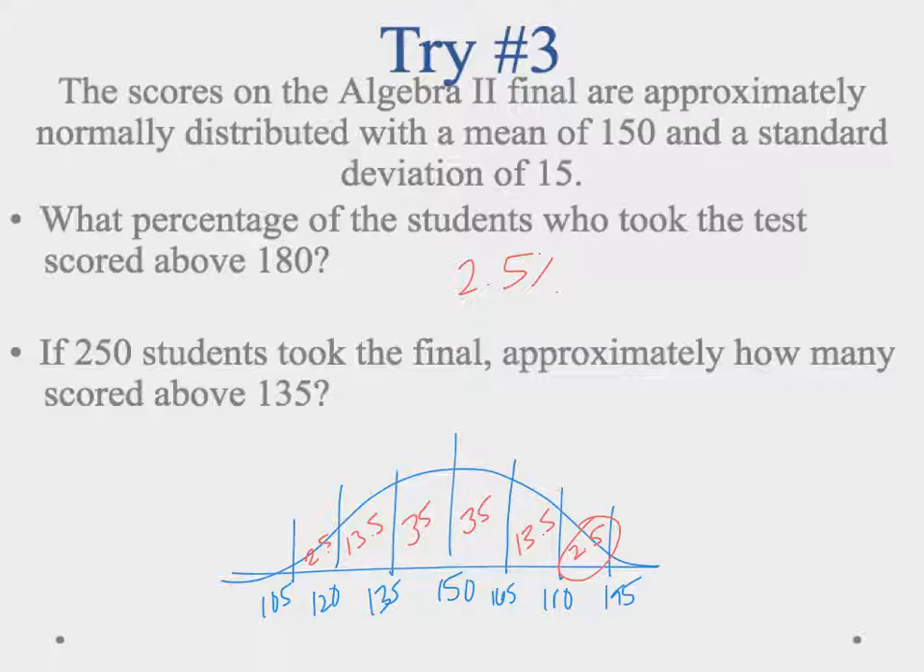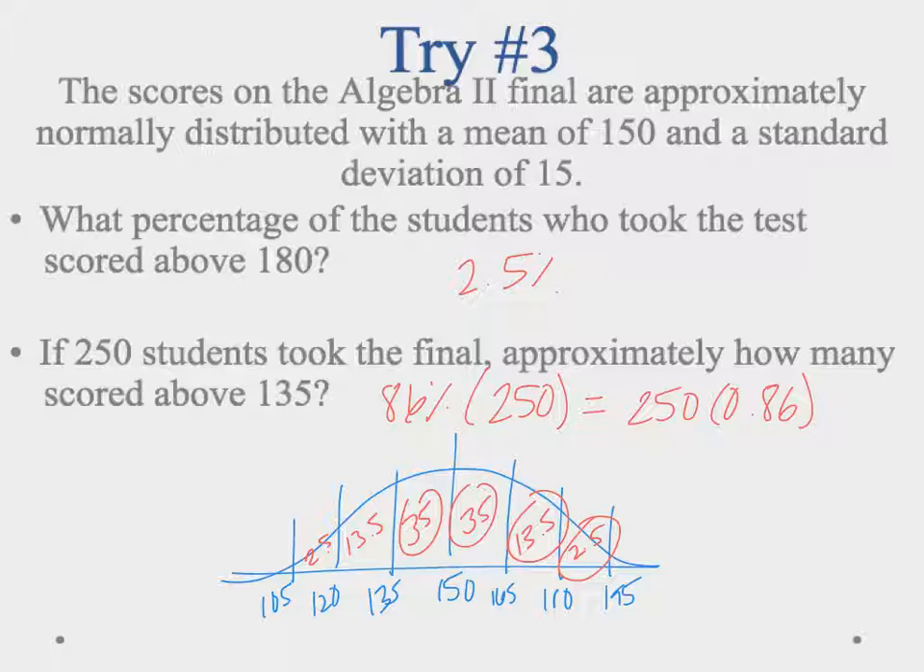And then it says, if 250 students took the final exam, approximately how many scored above 135? So that would now include these data. If we add 34 plus 34 plus 13.5 plus 2.5, we're going to get about 84%, multiplied by 250. Really what that means is 250 times 0.84. And that's going to be about 215 students that scored above 135.